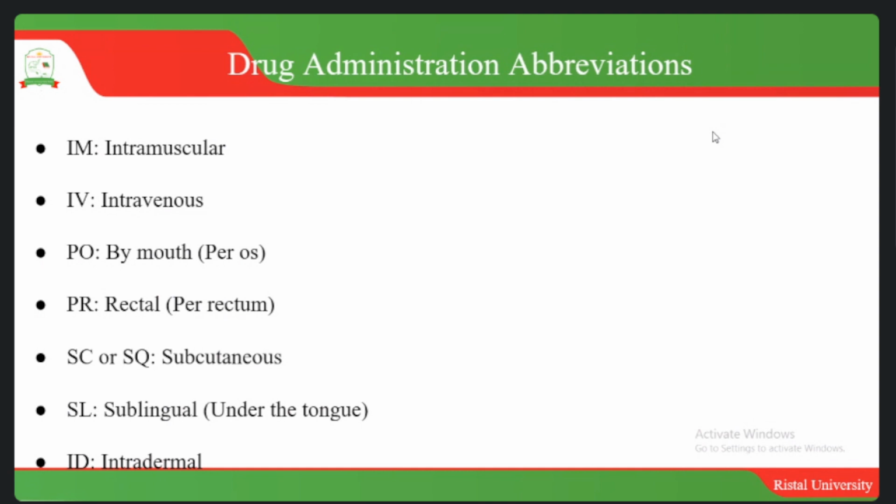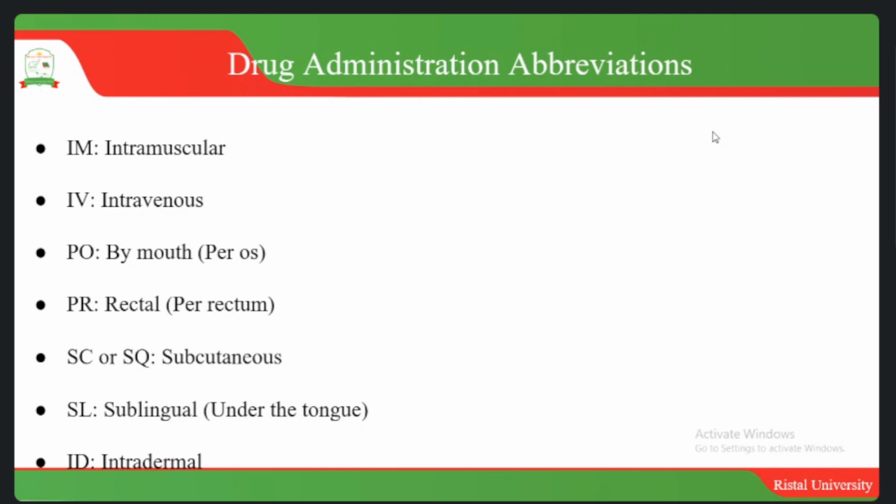Then PO is per os, meaning through the mouth. This drug can be liquid like syrups, a capsule, or a tablet, but it is taken through the mouth. Then PR is per rectum. It is inserted into the rectum and absorbed from there, because we very well know the rectum is saturated with blood vessels, and those blood vessels help in the absorption of these medications.